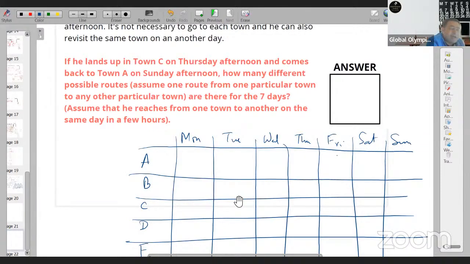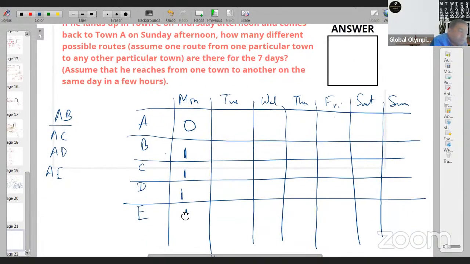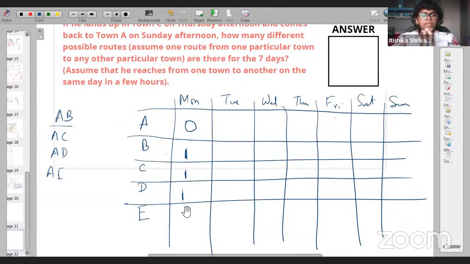So on Monday, definitely in the afternoon, he won't be in A, correct? Because he started from A, so he would have left A. So you put a 0 over there. And then he can go from A to B, A to C, that's one route, AD. What I'm doing basically is this one stands for the AB route, so I wrote the first 2 letters of a route. The next one is AC, the next one is AD, and the next one is AE. So you get 1, 1, 1, 1. Did you understand so far? Yes. Okay.